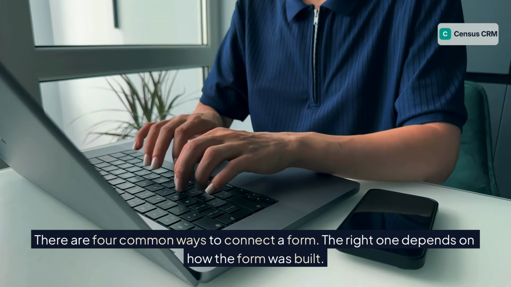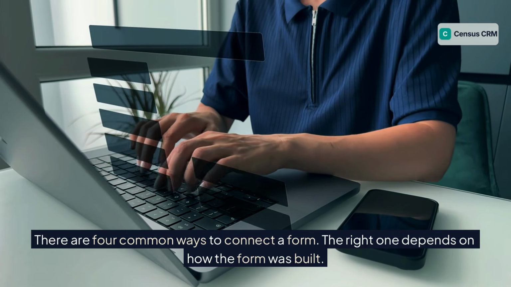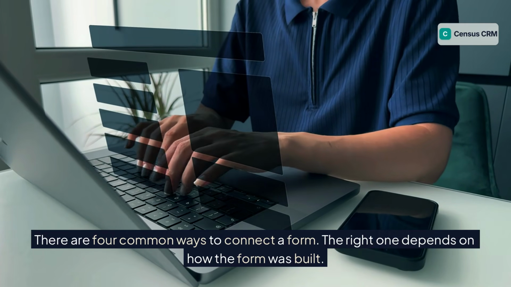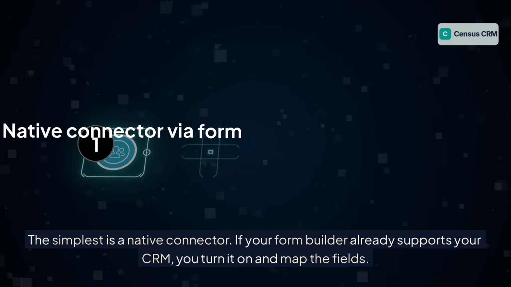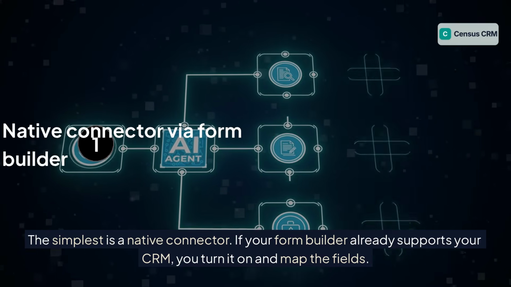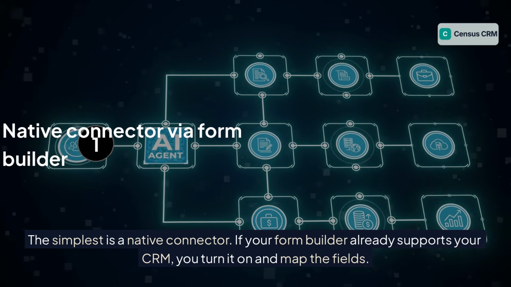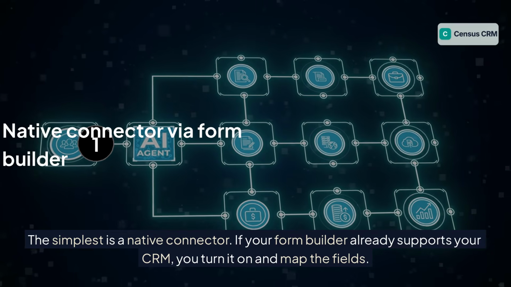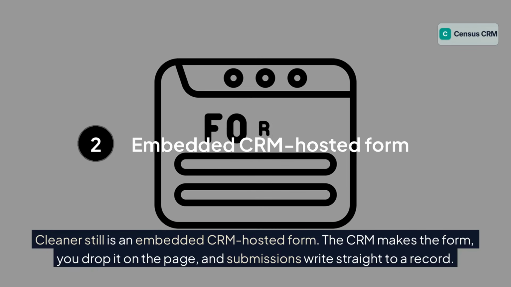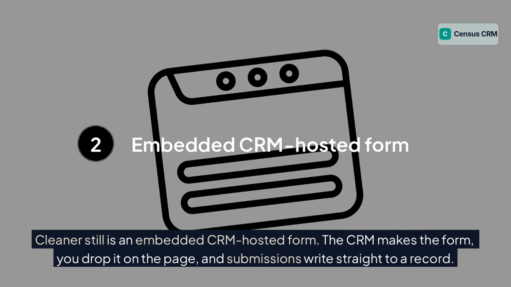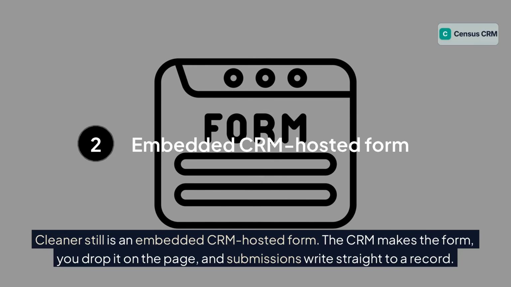There are 4 common ways to connect a form. The right one depends on how the form was built. The simplest is a native connector. If your form builder already supports your CRM, you turn it on and map the fields. Cleaner still is an embedded CRM hosted form. The CRM makes the form, you drop it on the page, and submissions write straight to a record.